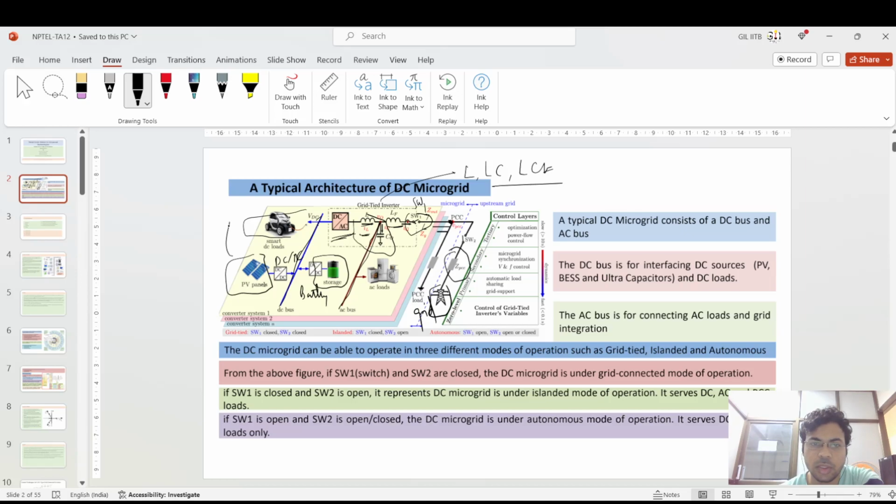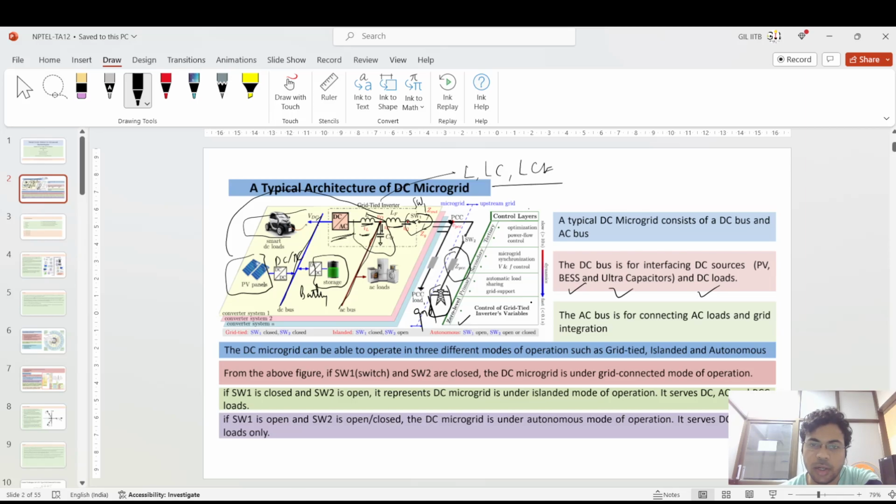So converting from the DC to the AC bus bar, after connection, it is connected to the PCC, then to the grid. And it has multiple interfaces for DC devices such as PV, BSS, and ultracapacitors, and the DC loads. And there are four types of control layers. The first control layer is the zero level control.